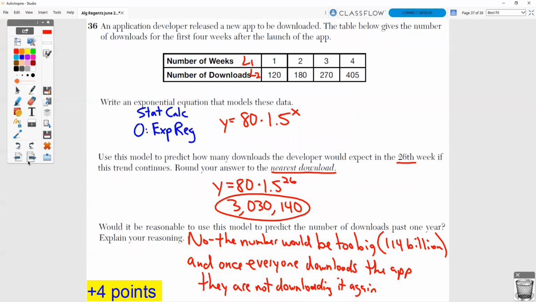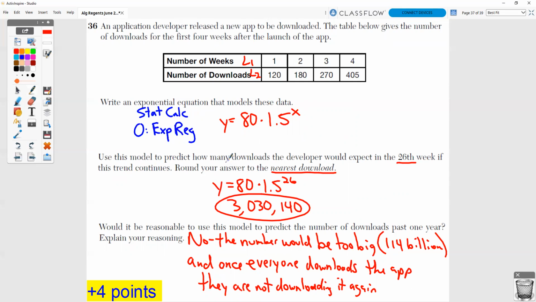In question number 36, an application developer released a new app to be downloaded. The table represents the number of downloads for the first 4 weeks. So in week number 1, 120 people downloaded it. Week number 2, 180. Week number 3, 270. Week number 4, 405. Write an exponential equation that models this data.